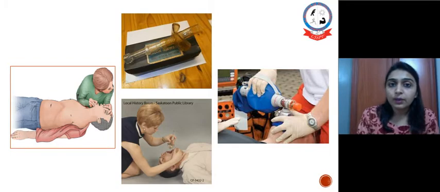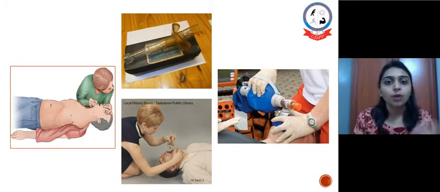If it is not happening, then there may be either some obstruction in the airway, or the seal between you and the patient is not correct, or simply the amount of air you are blowing is very low. We need to blow it more.